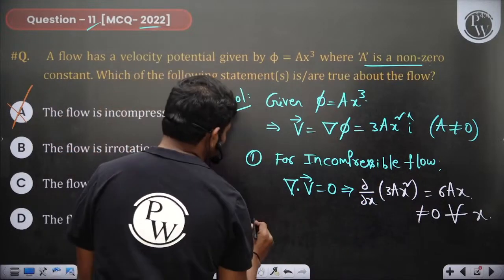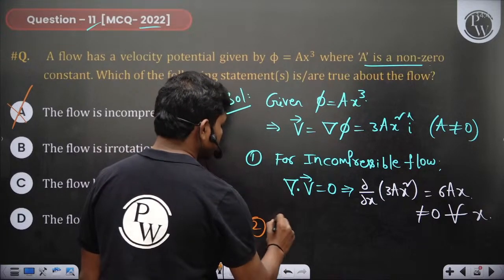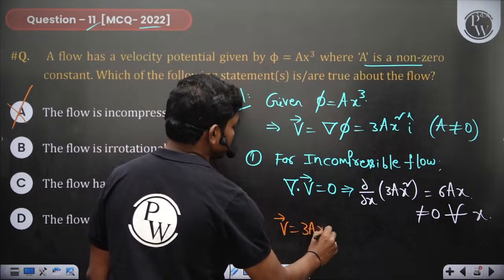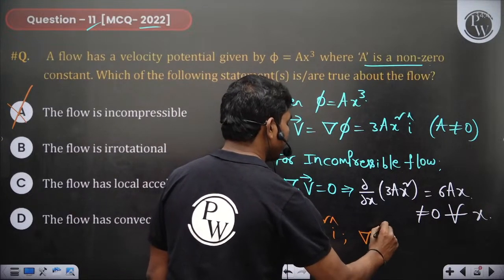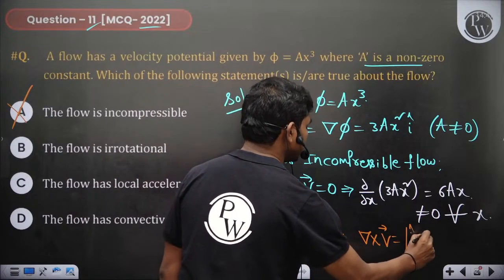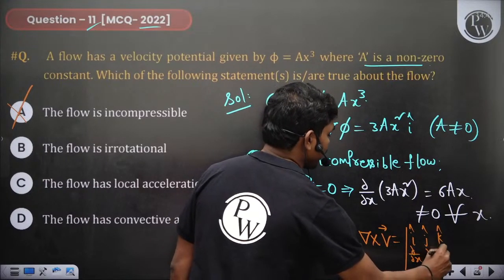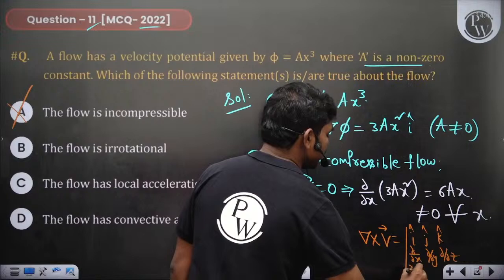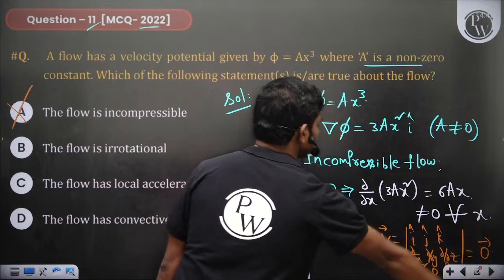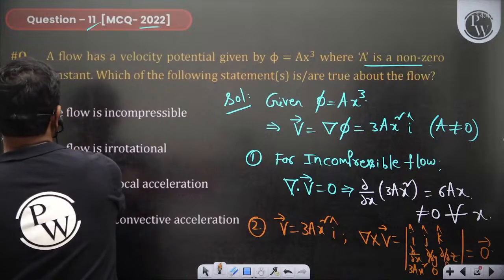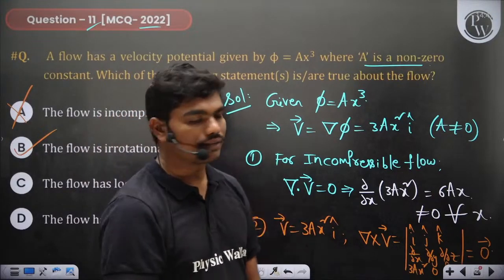Okay, then irrotationality. How do you check irrotationality? For example, v is equal to 3ax square i cap. Take the curl of v, which gives you i j k, dou by dou x, dou by dou y, dou by dou z, then 3ax square, 0, 0. So clearly you can sense this is 0. So the flow is irrotational. Definitely curl is 0, so you have an irrotational flow field.